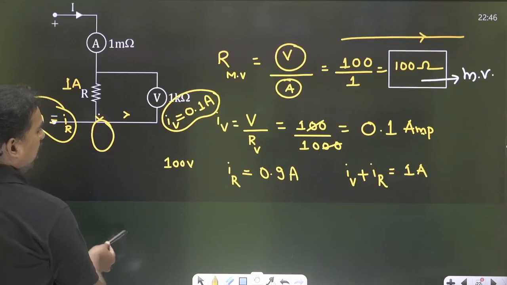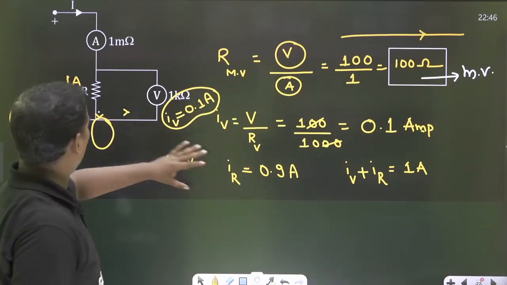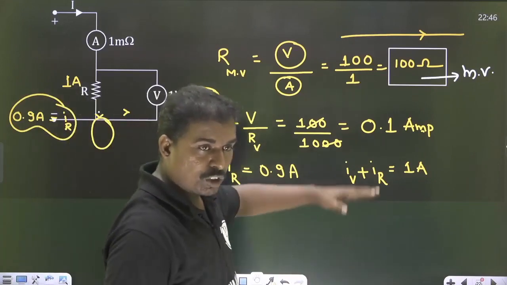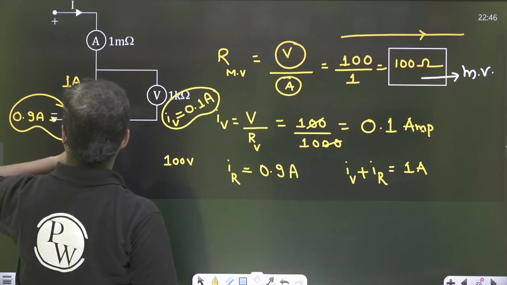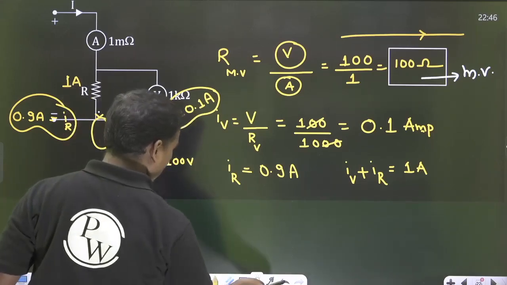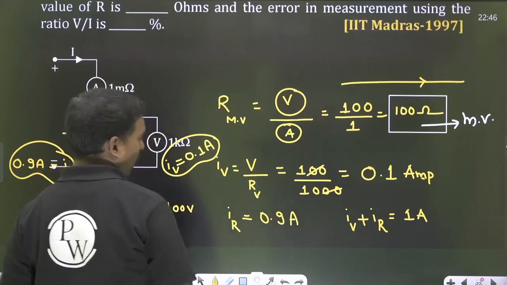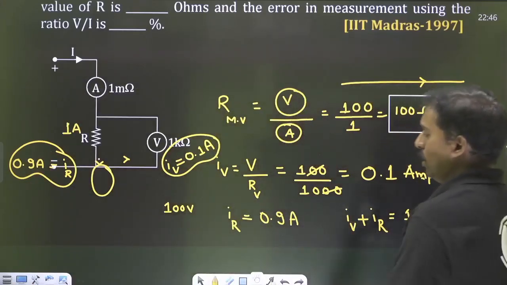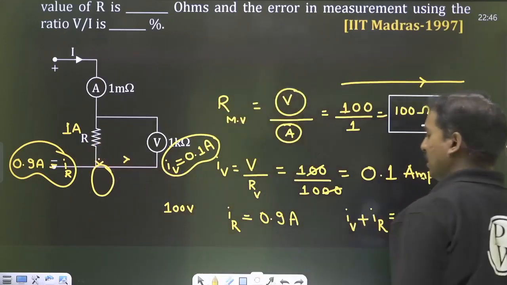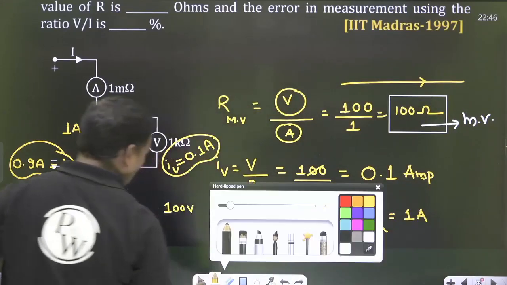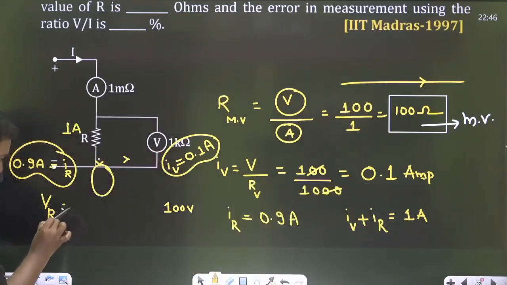So now I am taking IR is equal to 0.9 amperes. Is it visible clearly? The diagram is okay. I will take the next slide. IR is equal to 0.9 amperes. So what is the voltage across a resistor? Let me do it here itself. The voltage across a resistor is 100 volts.